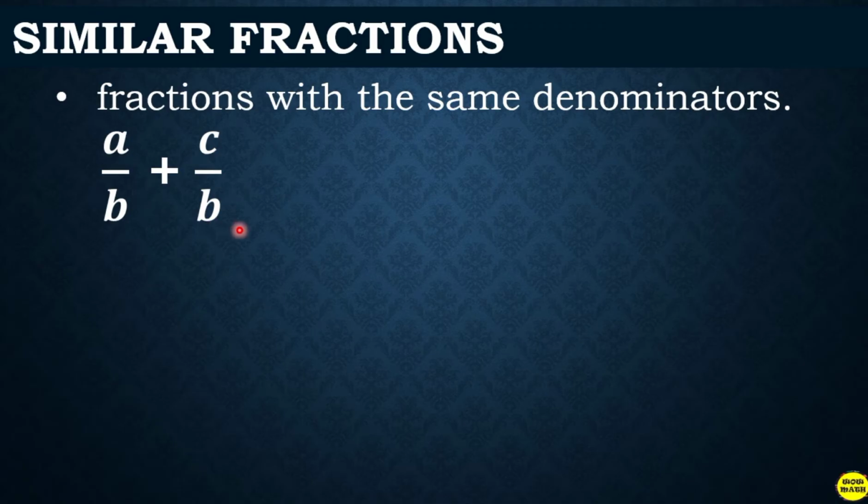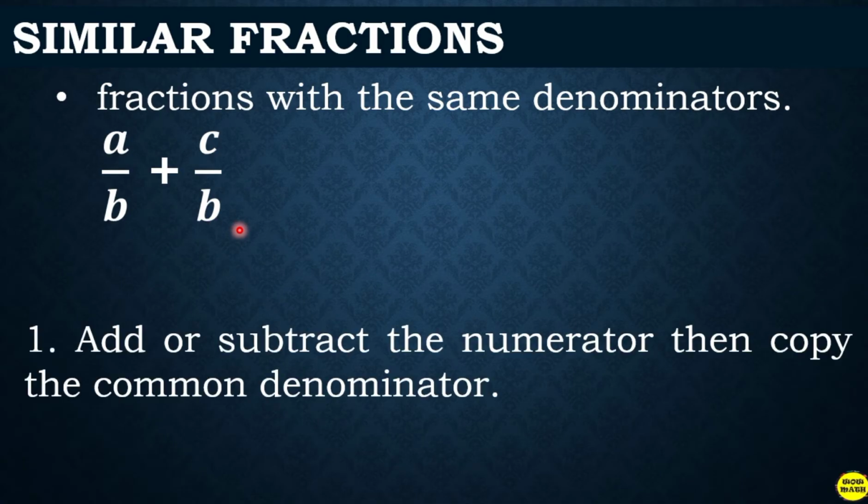Now, how do we add similar fractions? First, add or subtract the numerator, then just copy the common denominator. So, kagaya po nito, kapag nakita po natin na pareho po ang denominators nila, ang gagawin po natin, i-add po natin yung numerator, so magiging A plus C, and then just copy the denominator. So, hindi po natin i-add ang denominator pag similar fractions ha. We will just copy the denominator.